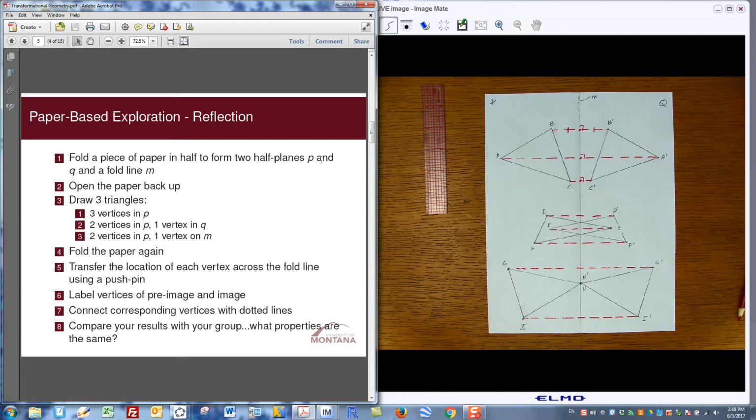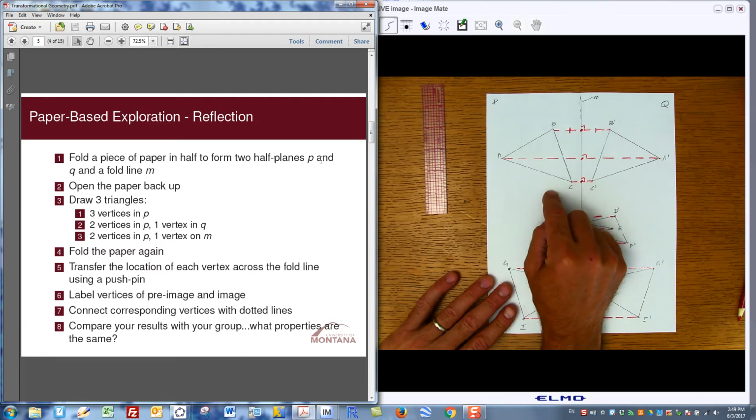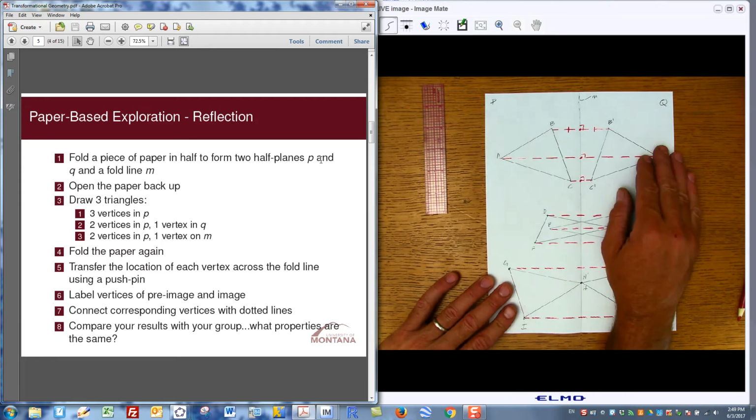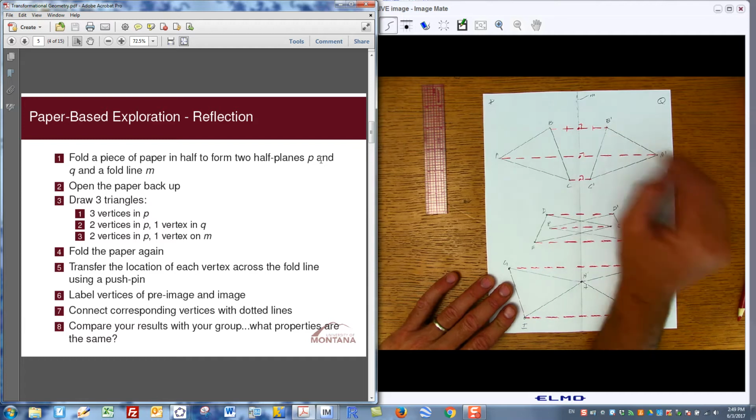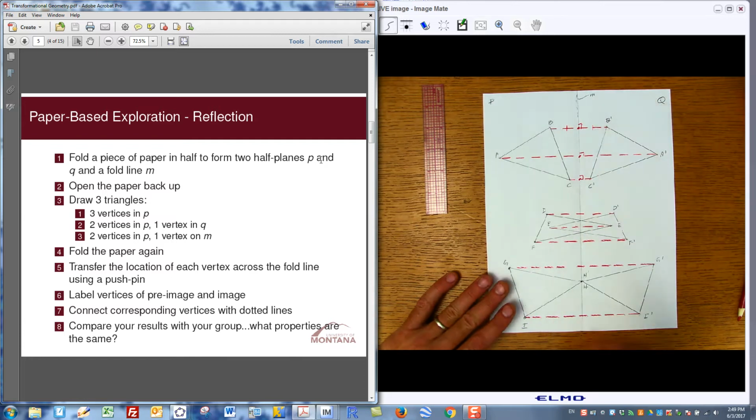And the other thing that's probably interesting for students to note is that direction is reversed in reflection. If we went clockwise from A to B to C in plane P, then in plane Q, where the image resides, we go counterclockwise from A to B to C. So in reflection, the image reverses its handedness, which is one of the hallmarks of identifying when something has been reflected.